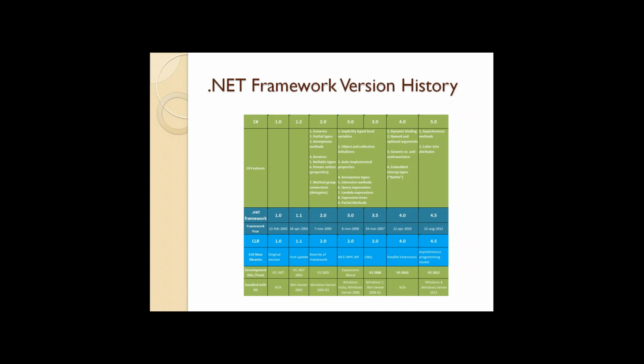So C Sharp. In .NET, C Sharp is a programming language. I told you earlier, VB.NET is a programming language, Visual Studio is the development tool, and ASP.NET is a technology to develop web applications. C Sharp is a programming language. With both C Sharp and ASP.NET we can develop a web application. With both WPF and C Sharp we can develop Windows applications.